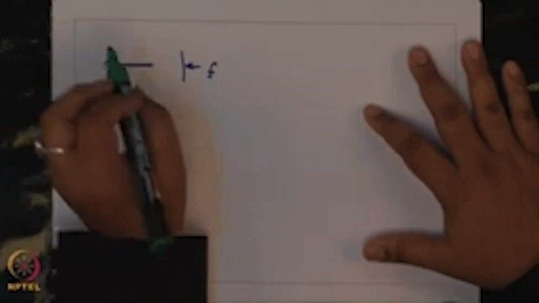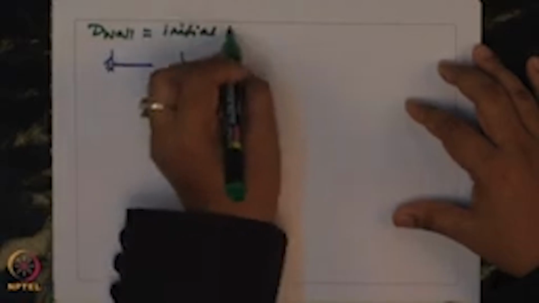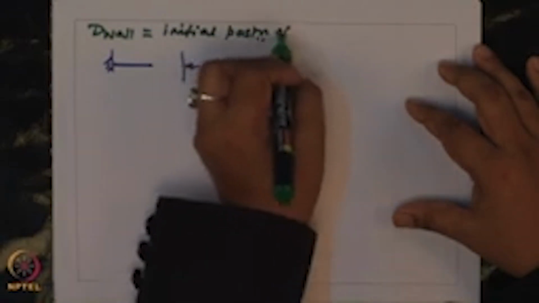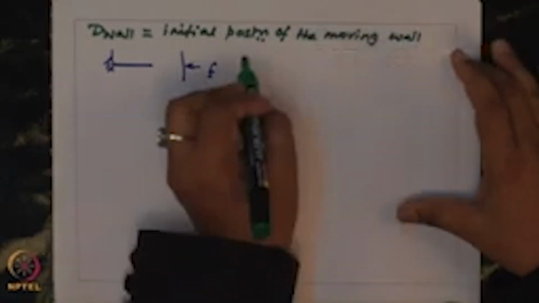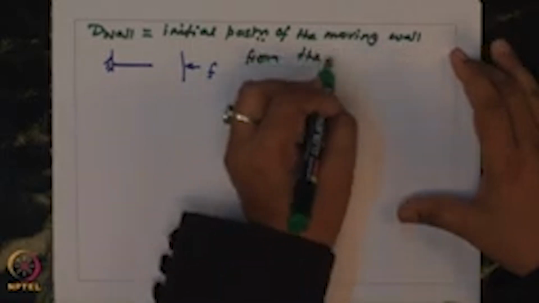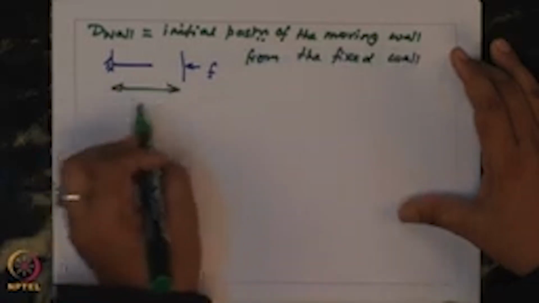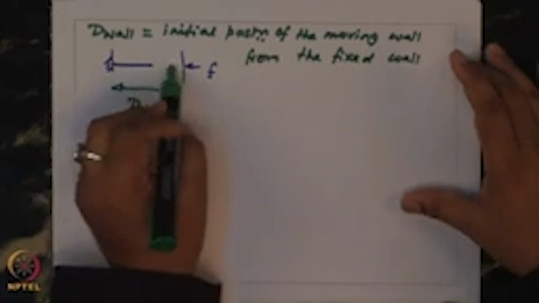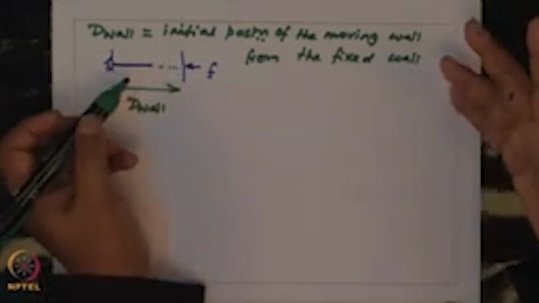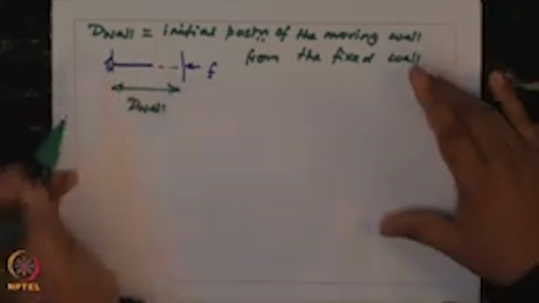So, you have two length scales here. One is d_wall, which is the initial position of the moving wall from the fixed wall. So, this distance is d_wall. I think earlier I had represented this distance as d_wall. You can choose either way, because you know that the initial length of the filament is 3 monomers. So, it does not matter.